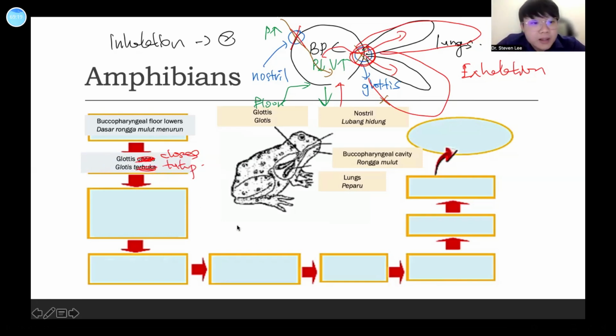Okay, just now I actually copied the thing so it becomes like this. So glottis closes, glottis tutup, nostril open. This is the first step of inhalation. I will call this step 1A. Okay, first step of inhalation.